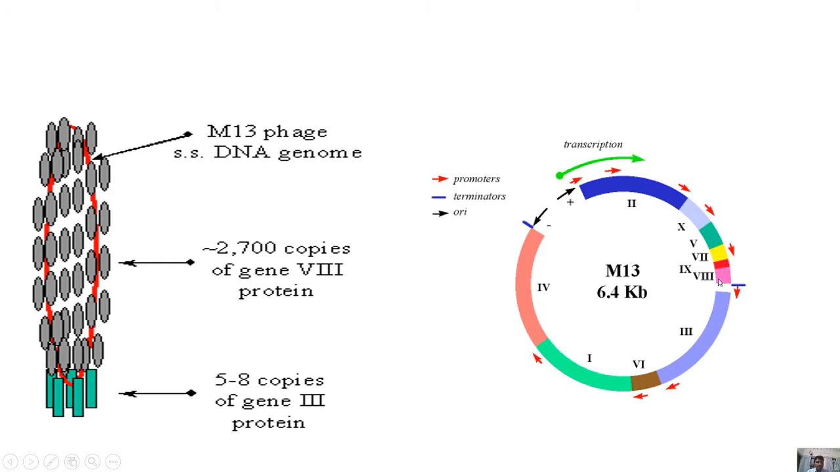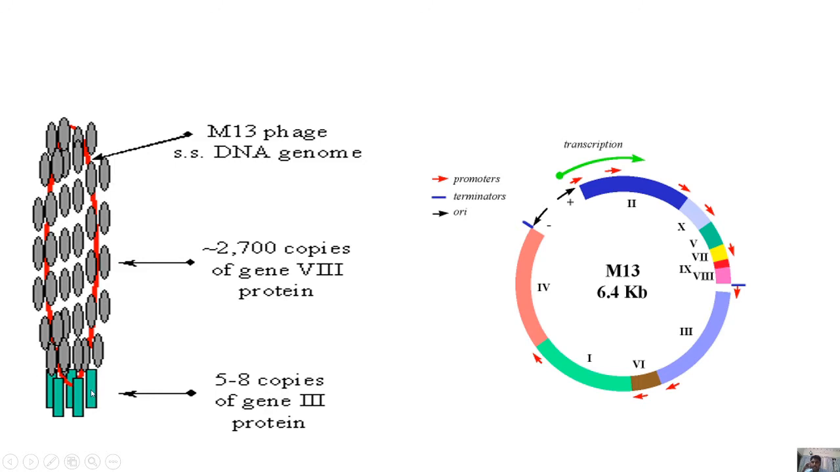See this gene 8, it encodes a major structural protein. Around 2700 identical copies of the major structural protein, that is the protein of gene 8, surround the genome and form a tubular array. See, all this gray indicates the major structural proteins. These major structural proteins, around 2700 copies of it, surround the genome and form a tubular array.